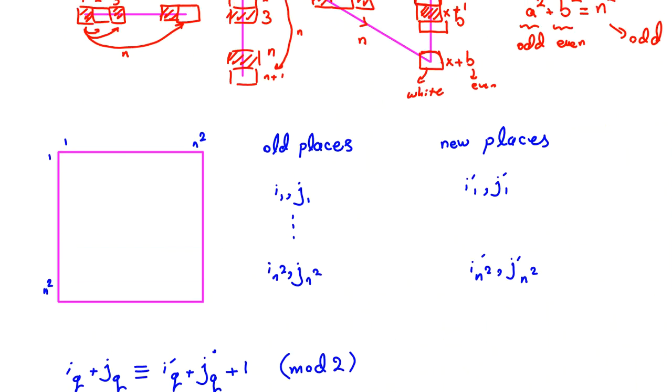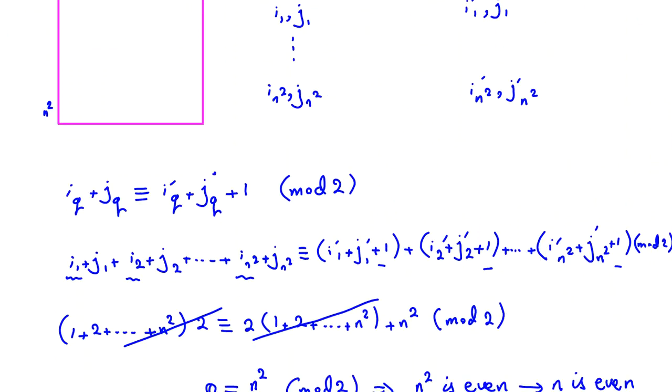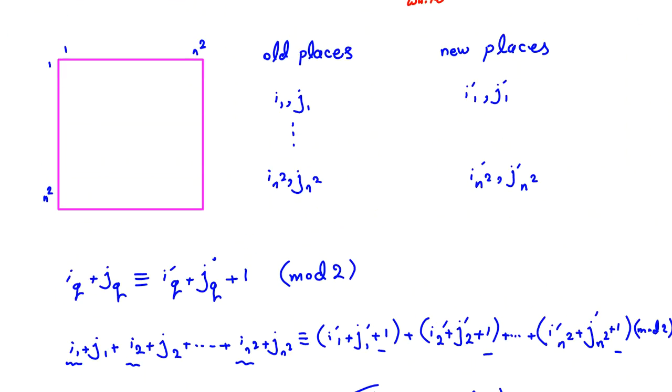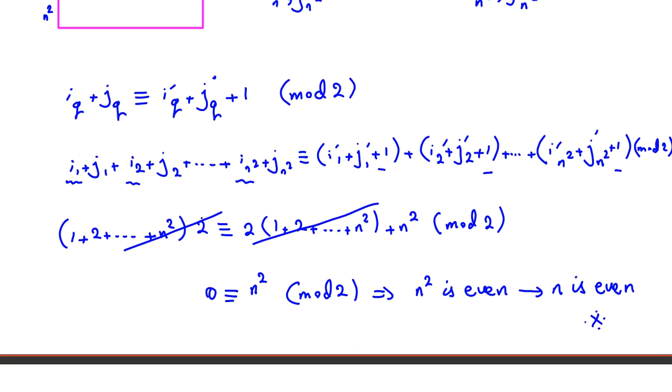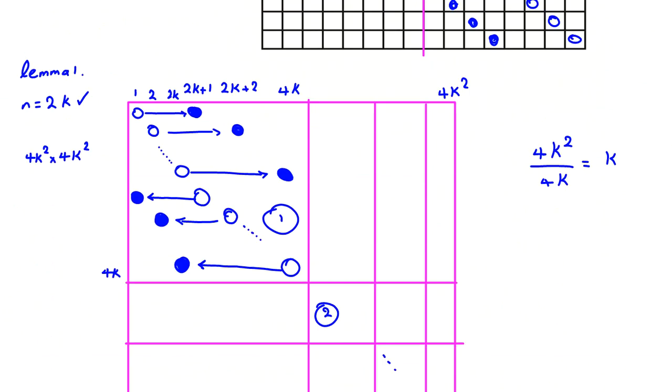At the beginning, we considered that it is possible for n odd. We considered all the new places. We considered that the colors are different. So i_q plus j_q and the related new place i prime q, j prime q have different parity, one odd and one even. So if you add one to one of them, then they are equal mod 2. Then I added all of them, and I saw that the left side is 2 times this, the right side is 2 times this plus n squared mod 2. Then we reached that n is even, which is a contradiction. So we proved this problem completely.